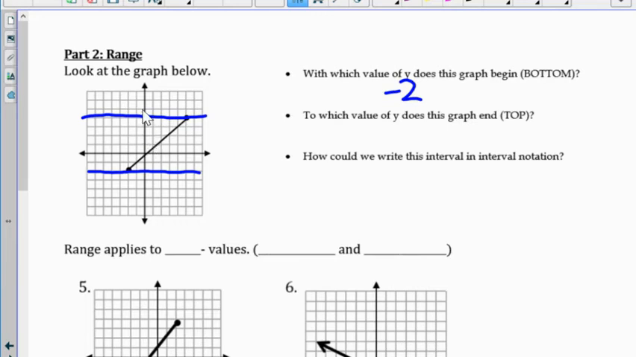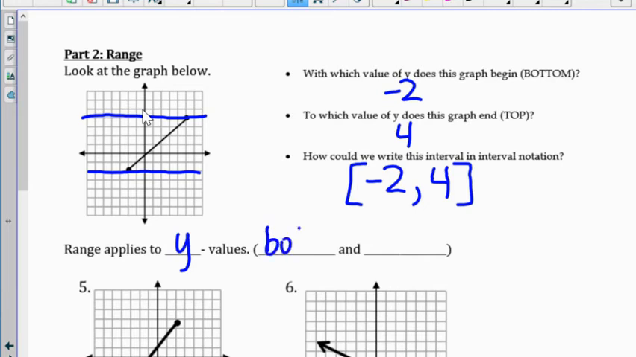1, 2, 3, 4. How do we write this in interval notation? I do my smallest, then my biggest, just like we did for domain. Since they're both closed circles, I will put brackets. So the range applies to the y values on the y-axis, and we think, okay, that's bottom and top.